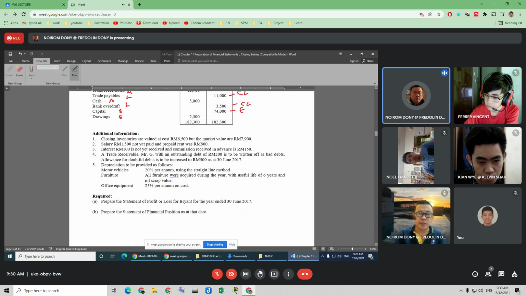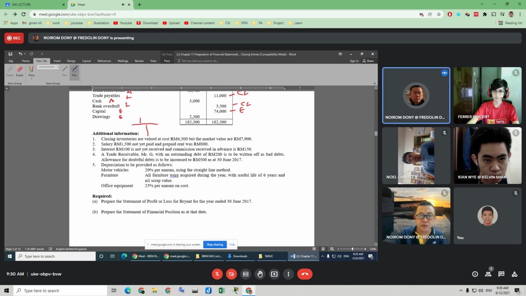So this is an asset. The first thing, when we have this closing inventory, how do we do the recording? We have a debit entry, and we have a credit entry also. We debit closing inventory. Let's say this is inventory. How do we record? And then we have the ledger account also.